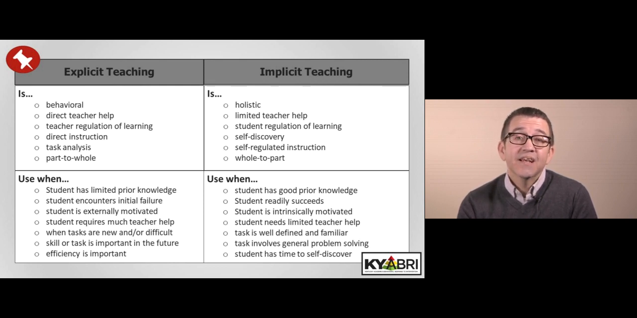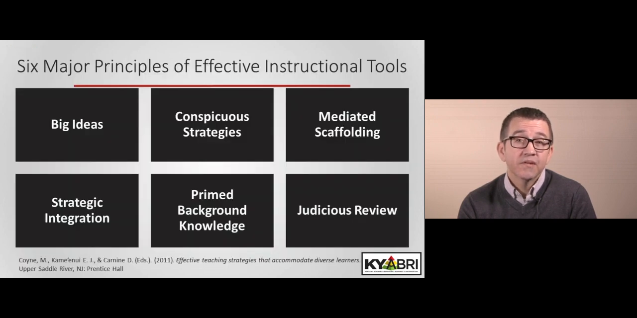Some say this dichotomous thinking of either implicit or explicit instruction doesn't produce positive student outcomes, particularly for diverse learners. For this reason, principles that incorporate both implicit and explicit approaches should be considered in the general education classroom. Coyne and colleagues considered both implicit and explicit approaches to identify 6 principles of effective instruction that can be used to teach reading, writing, and math, social studies, or science in the general education environment. These are big ideas, conspicuous strategies, mediated scaffolding, prime background knowledge, strategic integration, and judicious review. We will talk about each one in greater detail next.